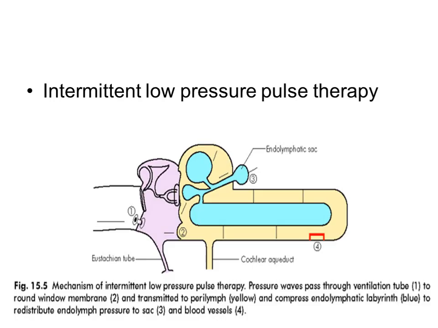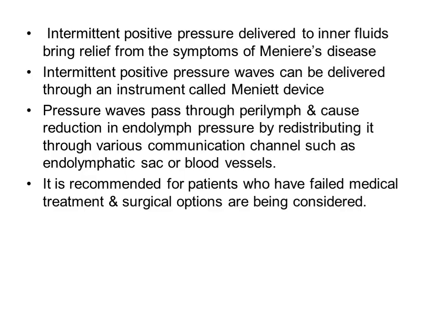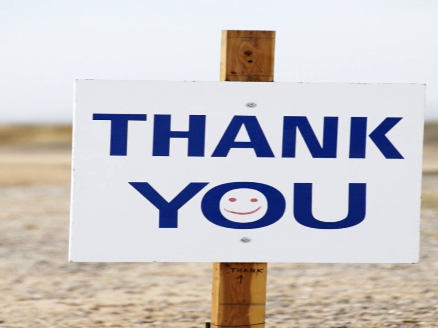You have to do a myringotomy and a grommet has to be inserted. Now there is a device called the Meniere's device, which is kept in the external auditory canal, and this will deliver pressure into the ear. The pressure is transmitted from the external ear to the middle ear through the grommet, and from the grommet it is transferred into the inner ear through the round window. So this will decompress the endolymphatic system or the cochlear duct and relieve the patient of symptoms. That's called intermittent low pressure pulse therapy. Otherwise it's known as the Meniere's device. So that's about Meniere's disease.